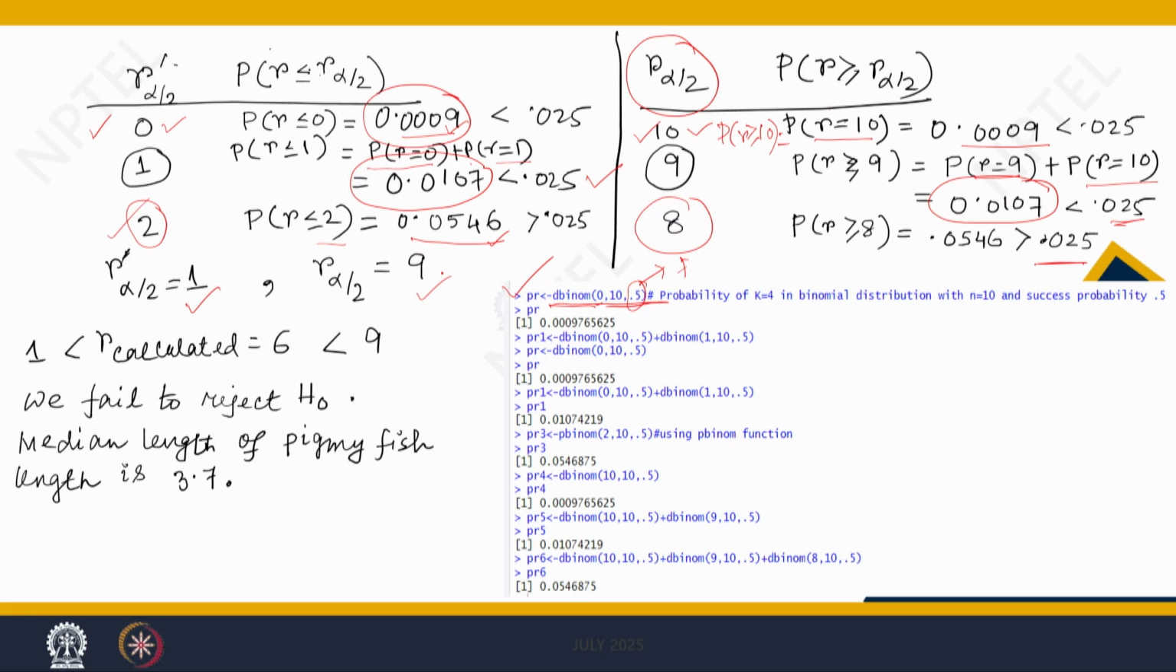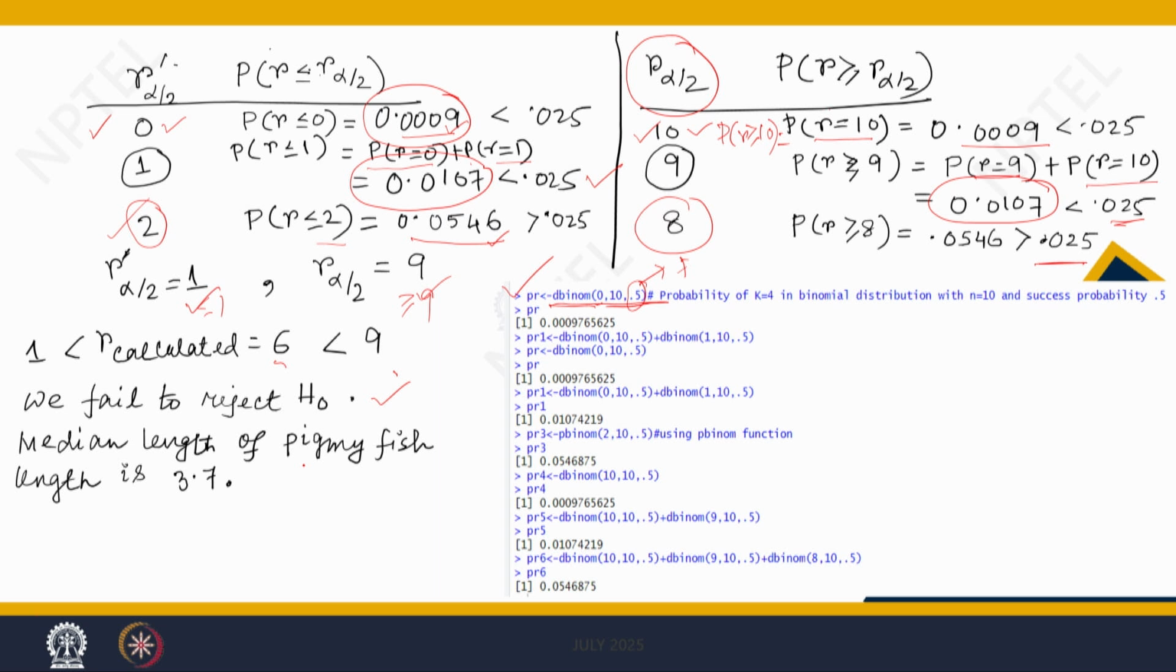What is your r calculated, which you have counted right from the data set given? It is 6. So you can see 6 lies within 1 to 9. That means it falls inside the acceptance region. Basically, we reject the null hypothesis if r calculated is less than or equal to 1 or r calculated is greater than or equal to 9. But what we can see here, in our case, r calculated is just 6, which falls inside 1 and 9. Therefore, we fail to reject the null hypothesis.